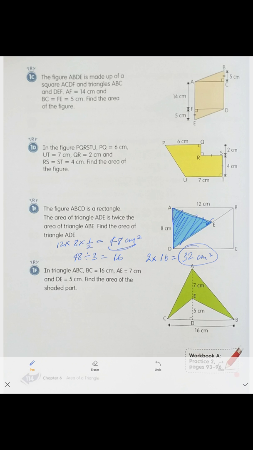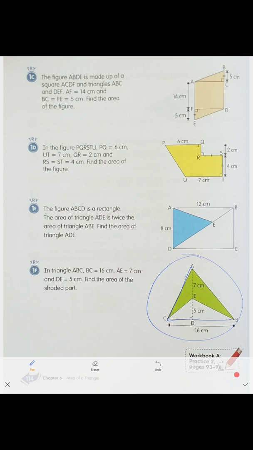Very easy. Last problem. Let's erase everything. Last problem. Okay, green figure looking like a paper plane. Right, in triangle ABC, so ABC is the big one, right? ABC triangle. They tell us BC is the base, and the height is, oh, they don't tell us the height.